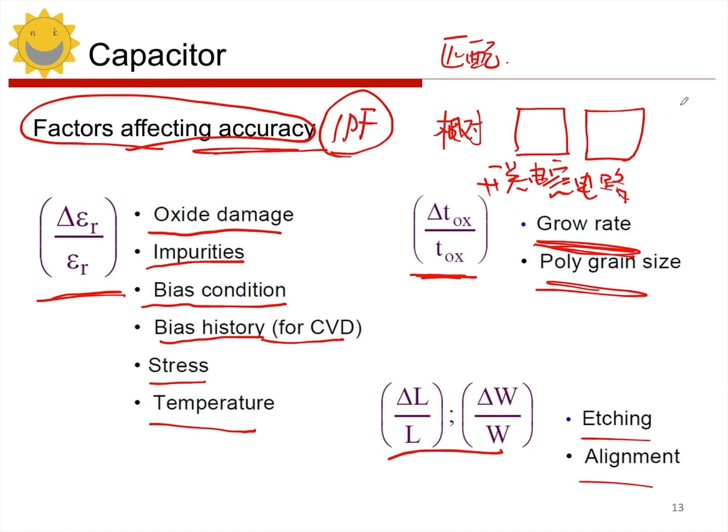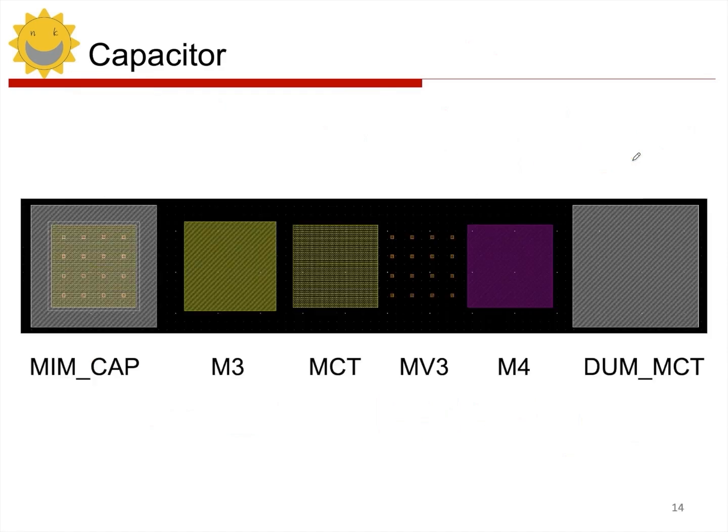Now let's examine a typical MIM capacitor structure. It has a sandwich structure starting with a top metal layer, M4, in an EP4M process. Below M4 is V3, MV3, or VA3, and then MCT. These layers form the upper layer.